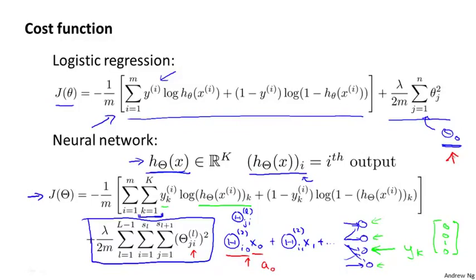But this is just one possible convention, and even if you were to sum over i equals 0 up to S_L, it'll work about the same and it doesn't make a big difference. But maybe this convention of not regularizing the bias term is just slightly more common. So that's the cost function we're going to use to fit our neural network. In the next video, we'll start to talk about an algorithm for trying to optimize the cost function.